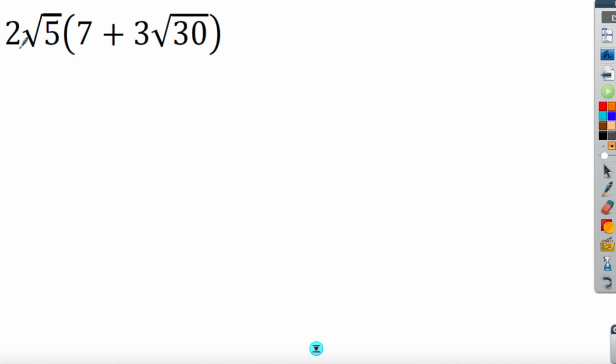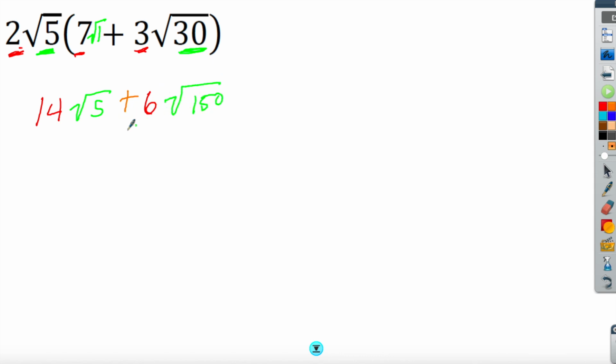I have 2 radical 5 times 7 plus 3 radical 5 radical 30. Now when we distribute this, you're basically going to distribute the whole number with the whole number, and you're going to distribute the radical with the radical. Now I want you to notice that the 7 doesn't have a radical, but there's an imaginary square root of 1 right there. So when I do 2 times 7, that is 14, and then radical 5 times radical 1 is just radical 5. And then I'm going to have the plus, and then we're going to have 2 times 3, which is 6. And then radical 5 times radical 30 is going to be radical 150.